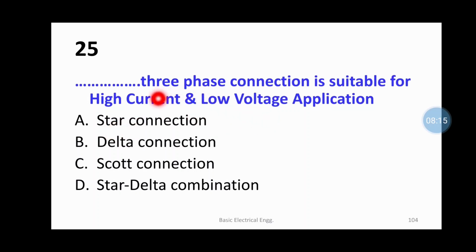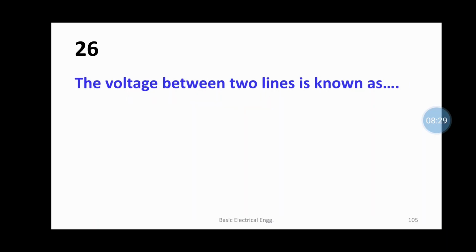Question number 25. Dash three-phase connection is suitable for high current and low voltage application. Yes, it is just opposite to that of star. So you have to select delta connection. Delta connection is most appropriate for high current and low voltage application.